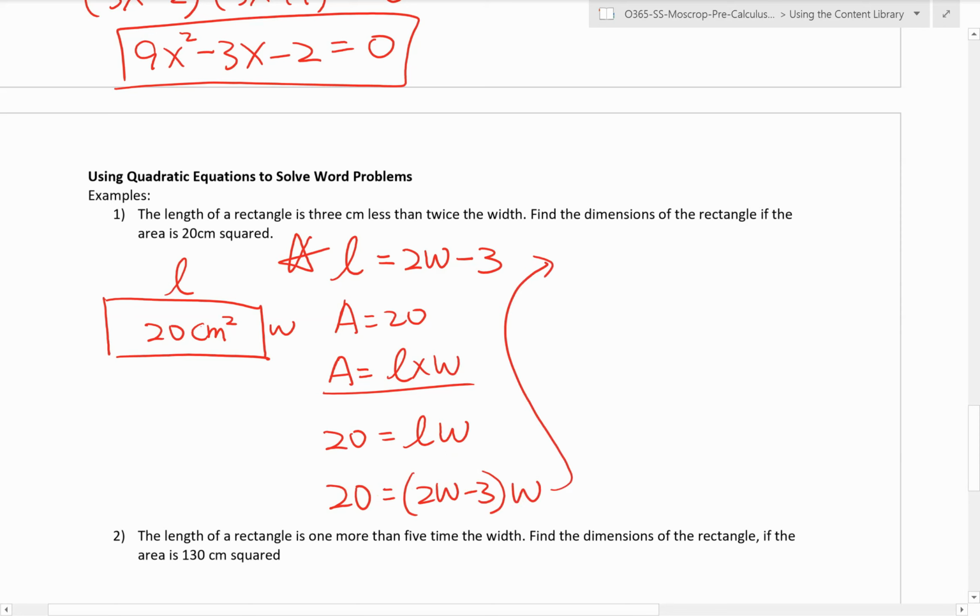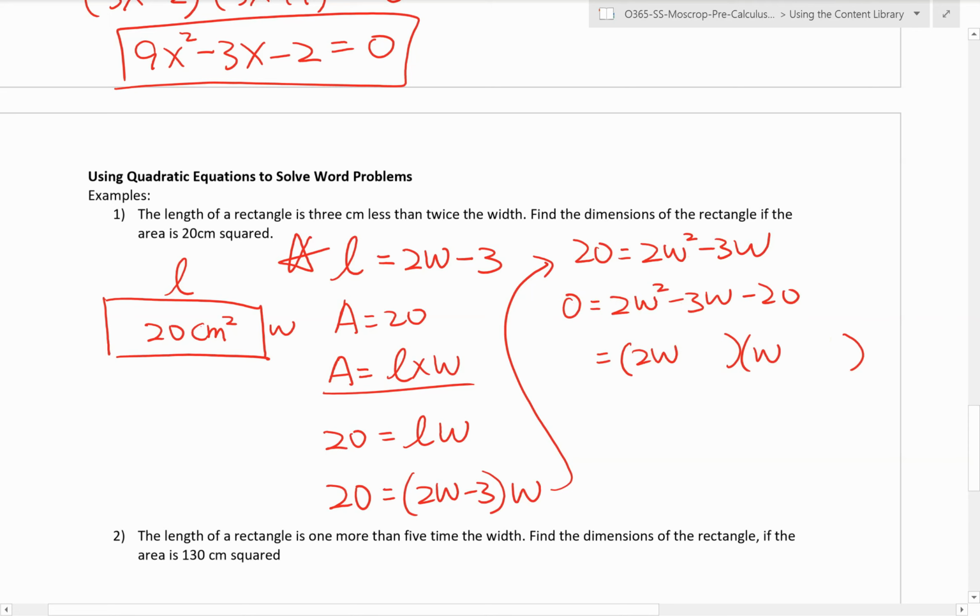So I'm going to expand the right hand side first. We end up with 2w squared minus 3w here. Now this, you can see, is a quadratic equation. I can make it equal to 0 by moving 20 to the right. And now I can factor this. Because of 2w squared, it has to be 2w and w. Now for 20, it could be 1 times 20, 2 times 10, or 4 times 5. Let me see here. I think it's going to be 4 times 5. So negative 4 and positive 5.